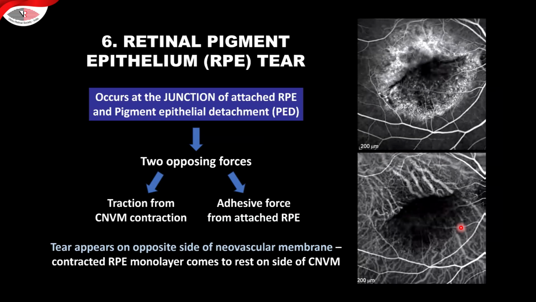Then an RPE rip, or RPE tear, as we call it, occurs at the junction of the attached RPE and the pigment epithelial detachment. There are two opposing forces: traction from the CNVM contraction, sometimes due to an anti-VEGF given or sometimes just spontaneously, and the adhesive force from the attached RPE. The tear usually appears on the opposite side of the neovascular membrane. The contracted RPE monolayer comes to rest on one side of the CNVM.